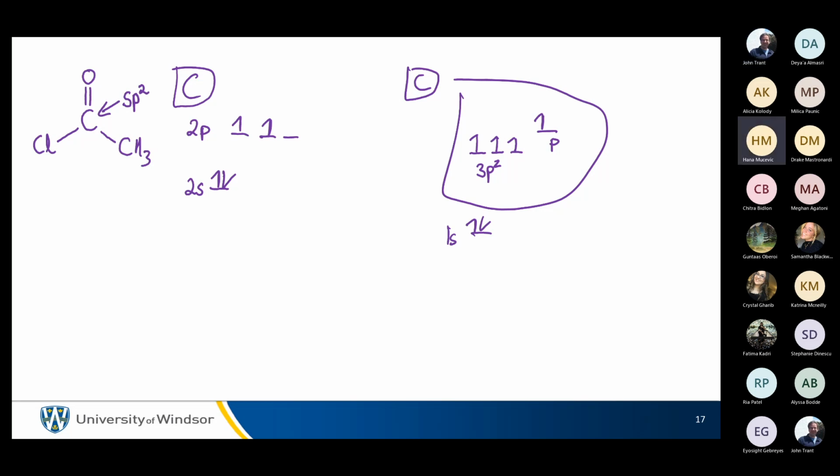Okay. Yeah, that makes sense now. Because if you put 2 electrons in any one of those orbitals, then it can't make a bond. Mm-hmm. Yeah. Okay. Thank you.